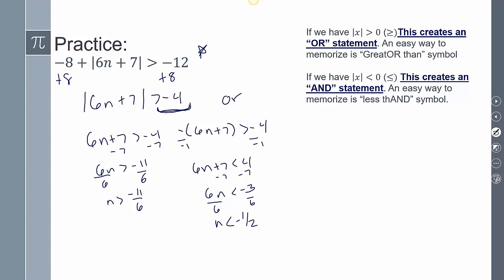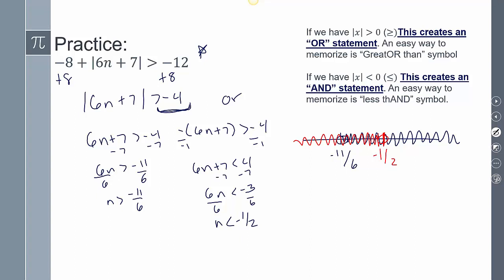So now let's take a look at what happens here. On my number line, I have n being right here. Let's say negative 11/6. It is open circle, and it says n is greater than that. So that's going to be everything here. And then I have n being negative 1/2, which we could say is about right here. Oh, why not? So let's just say this is negative 1/2. But then n is everything less than that. Well, an OR statement means union of both.